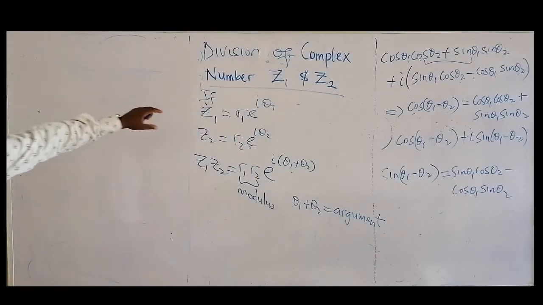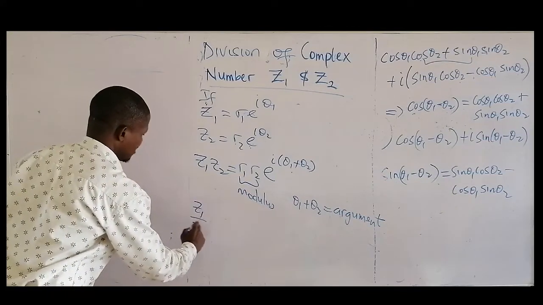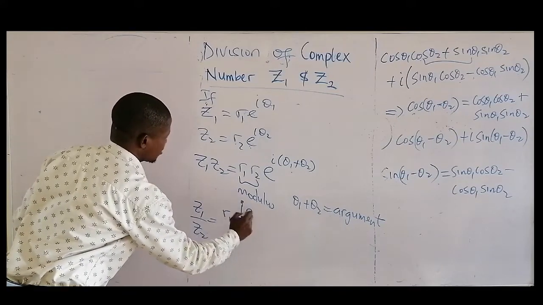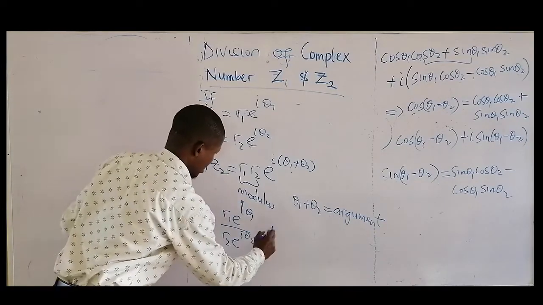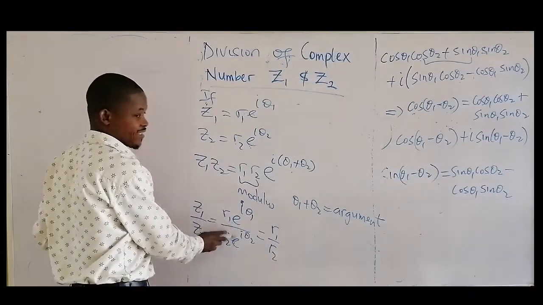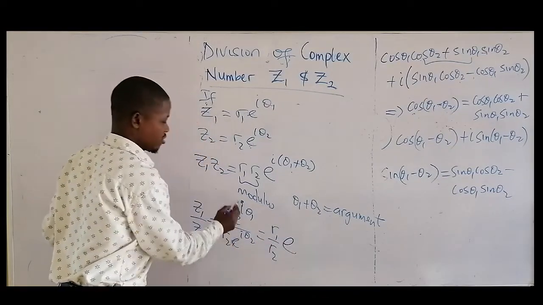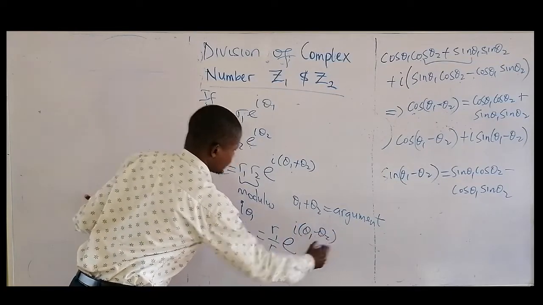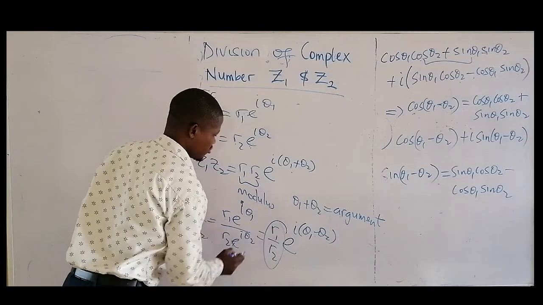You can quickly do the division for this case also. z1 over z2 will be r1 e to the i theta 1 over r2 e to the i theta 2. This will be r1 over r2, and when you are dividing, don't forget the indices. The bases are the same, so you pick one base and subtract the powers, with i common. That will be i (theta 1 minus theta 2). So that's our division in this form, where r1 over r2 is your modulus and theta 1 minus theta 2 is your argument.